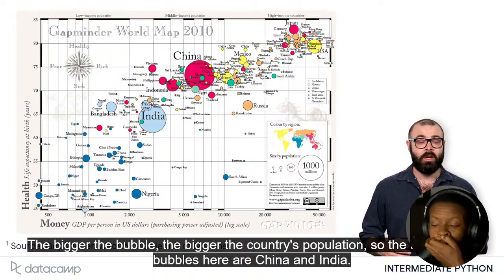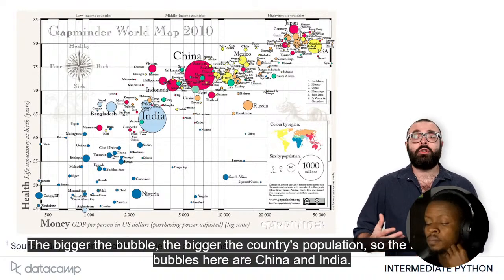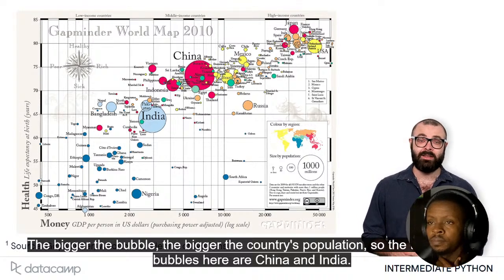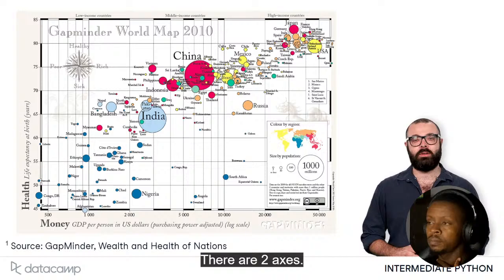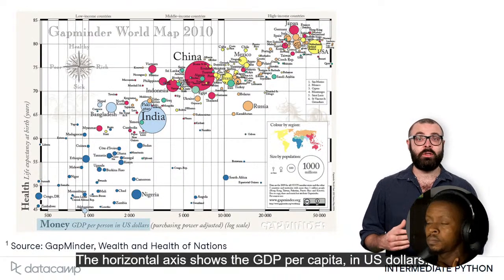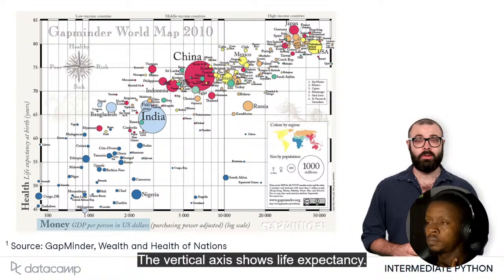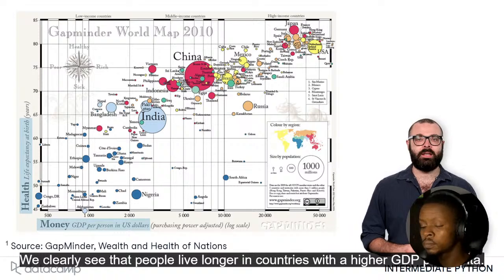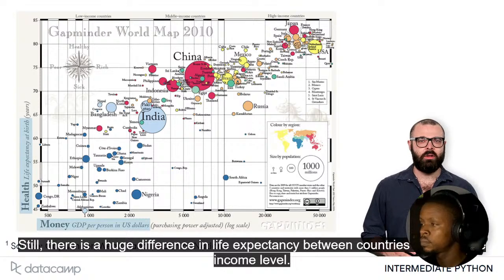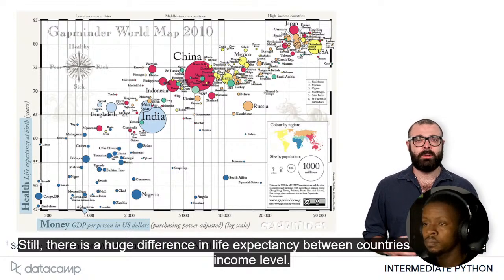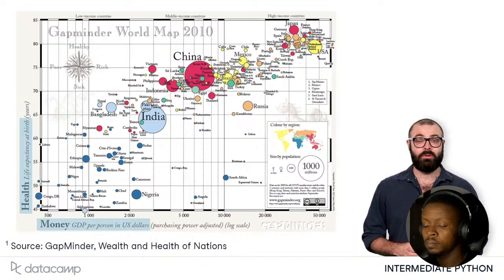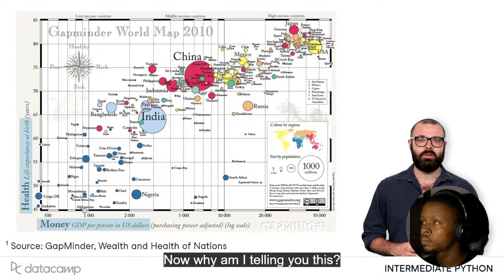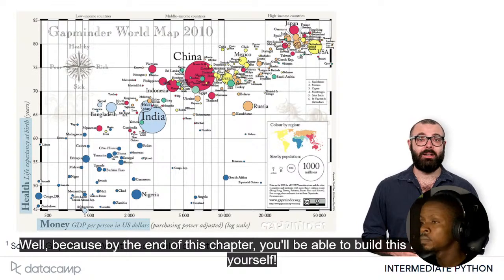Here we see a bubble chart, where each bubble represents a country. The bigger the bubble, the bigger the country's population. So the two biggest bubbles here are China and India. There are two axes. The horizontal axis shows the GDP per capita in US dollars. The vertical axis shows life expectancy. We clearly see that people live longer in countries with a higher GDP per capita. Still, there is a huge difference in life expectancy between countries on the same income level. Now, why am I telling you this? Well, because by the end of this chapter, you'll be able to build this beautiful plot yourself.